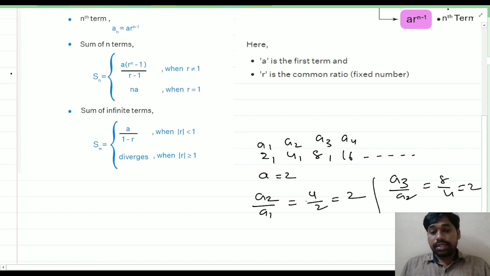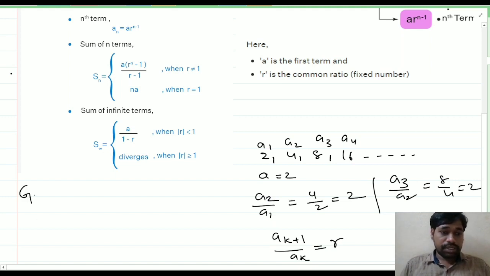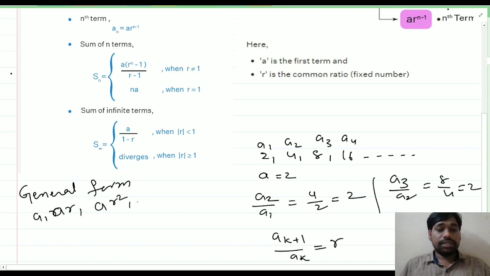Here the ratio of a(k+1) by a(k) is the same for all numbers, then it is called a common ratio r. Is it clear? Then what is the general form here? The general form is like: first term is a, next term is multiplied with r, so it becomes ar. Again multiplied by r, ar square, next ar cube, and so on.